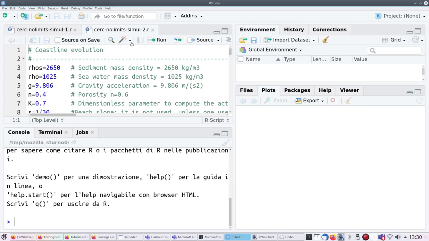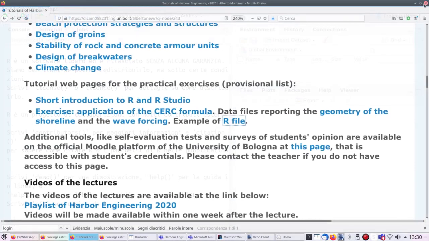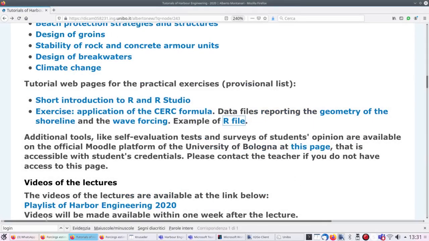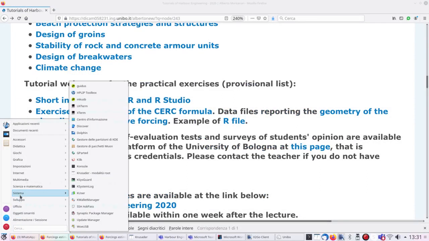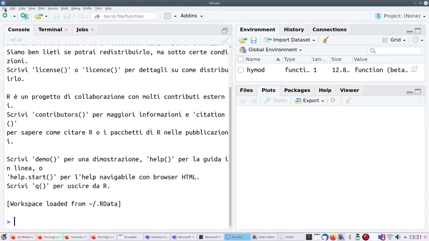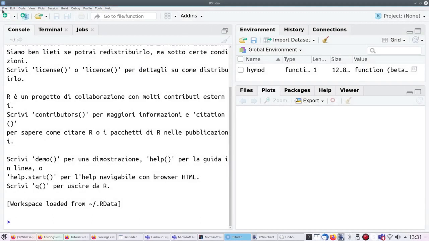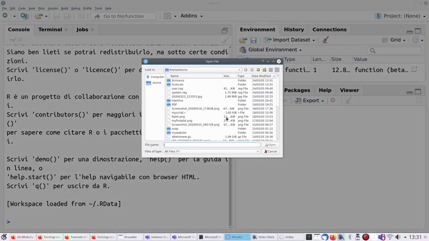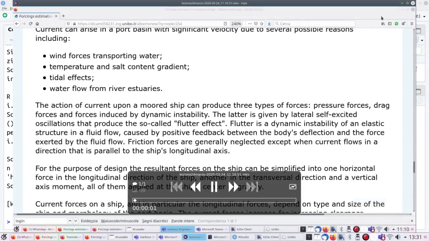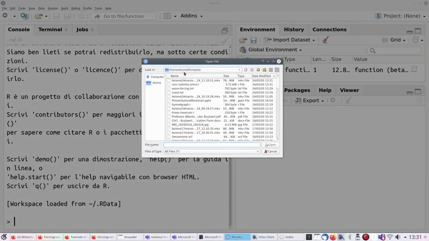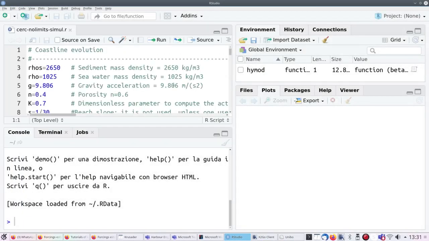It's a heading. So let's suppose that you cannot open it in RStudio. Let me close it. Then what you should do is save it. I'm saving it on the desktop. Then you should start RStudio, and you get RStudio without any script. Then you should open your script file. File, open file. Sorry, I opened the wrong file. Open file. I go to my desktop. And here I got it.